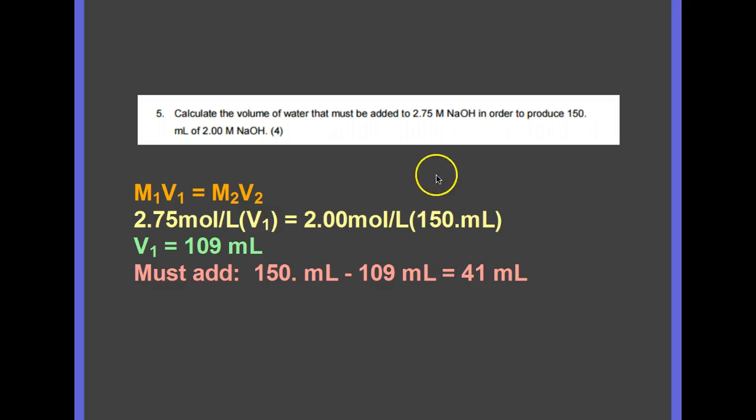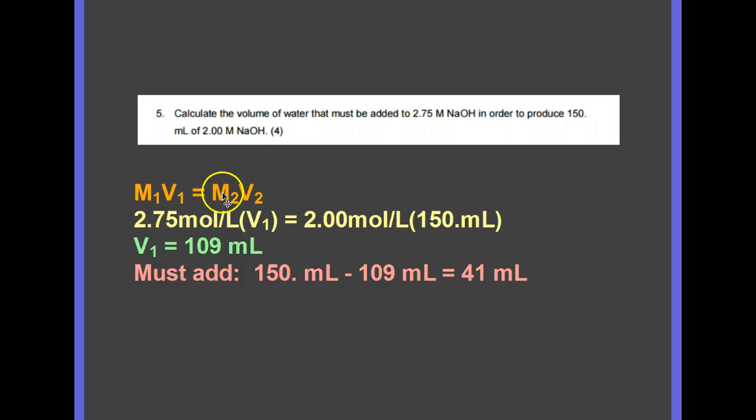So here's a problem you might see for solutions. Calculate the volume of water that must be added to 2.75 molar sodium hydroxide in order to produce 150 milliliters of 2 molar sodium hydroxide. I'm going from a concentration of 2.75 to 2, and my total ending volume is going to be 150. So I'm going to start with a certain amount, and then I'm going to have to add to get to that.